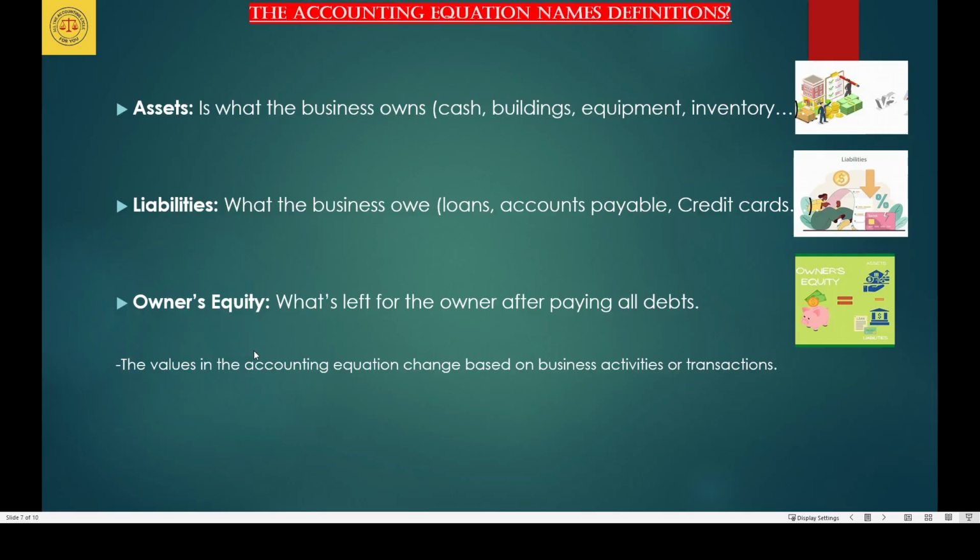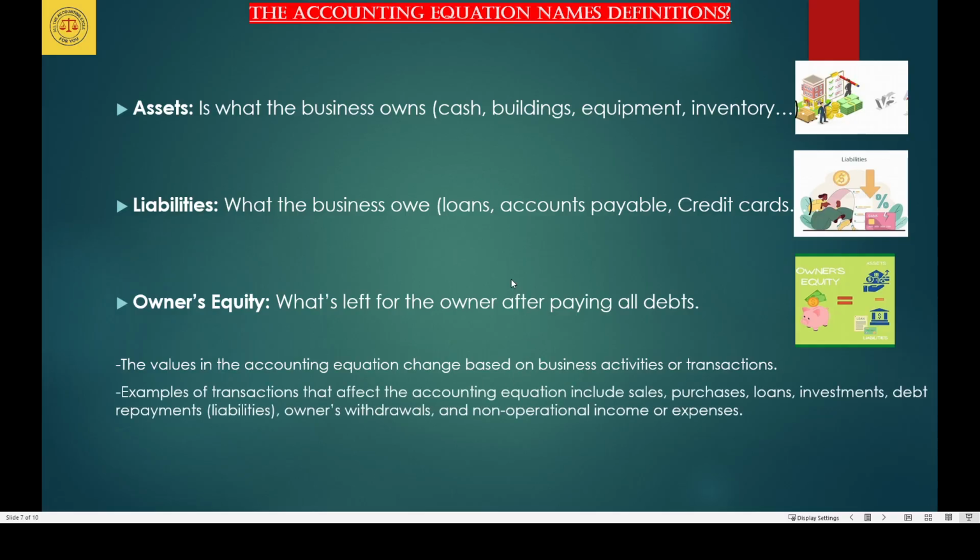The values in the accounting equation change based on business activity or transactions. Every time that we start a new transaction, this equation is going to change. The values of this equation change all the time, right? So this is very important. Examples of transactions that affect the accounting equation include sales, purchases, loans, investments, debt repayments, liabilities, ownership withdrawals, and non-operational income or expenses. It's more than that. This is just to mention a few, okay?